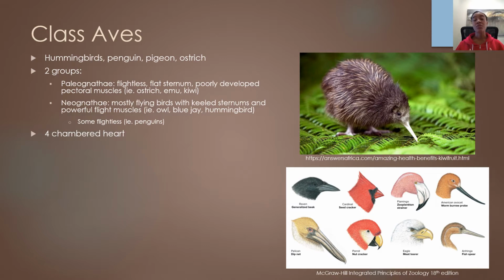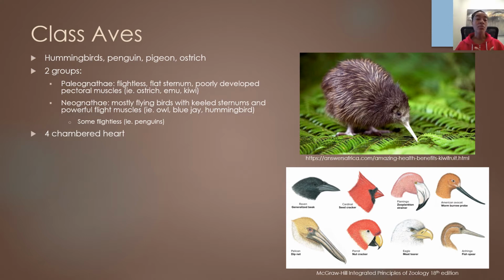And these birds are flightless because they have a flat sternum and poorly developed pectoral muscles. So they're not really designed for flight, and they're not able to produce enough force when flapping to facilitate flight. And then Neognathy are most of our flight-enabled birds. And they have a keeled sternum and powerful flight muscles, so powerful pectoral muscles that allow them to be structurally optimized for flight, as well as produce enough power to flap their wings to fly. And some examples include owls, blue jays, and hummingbirds.